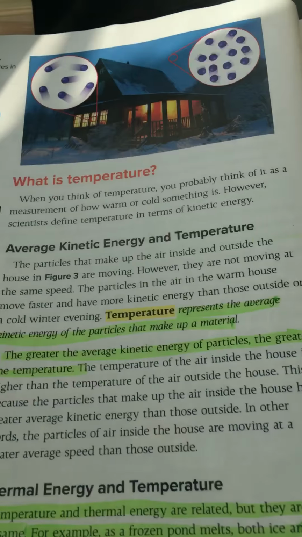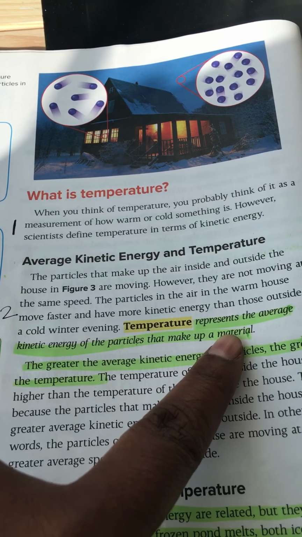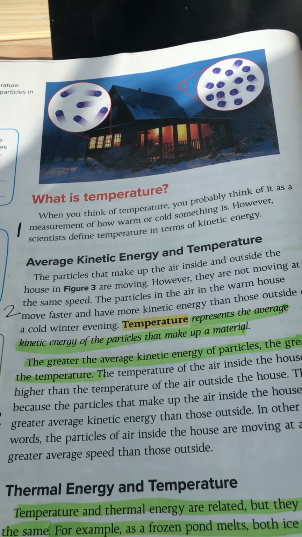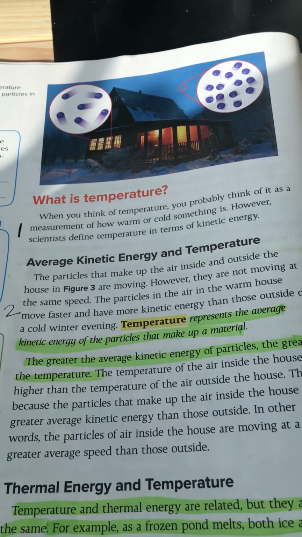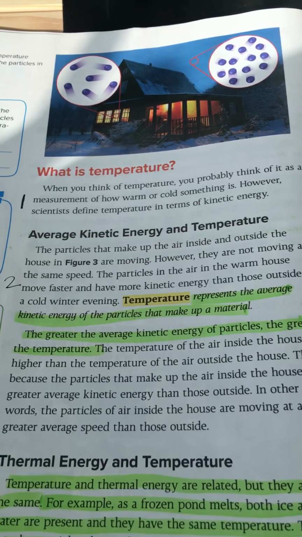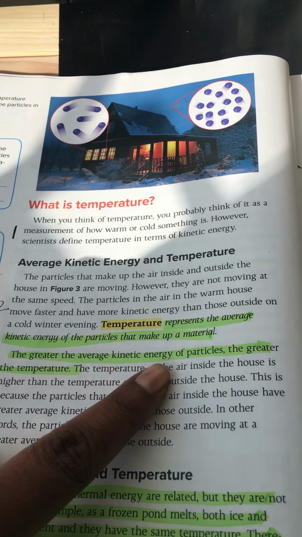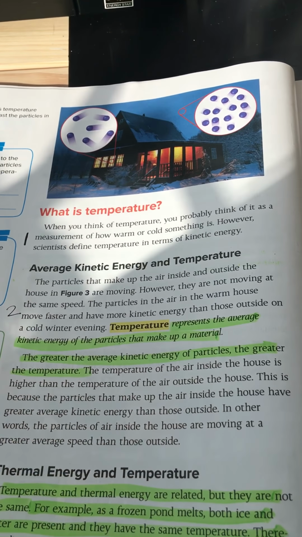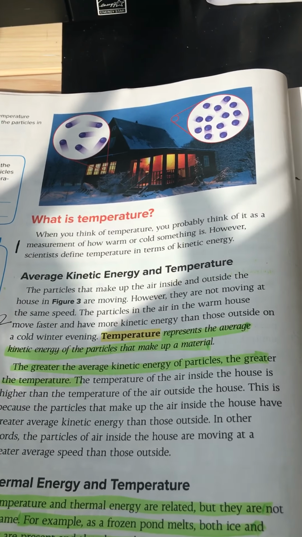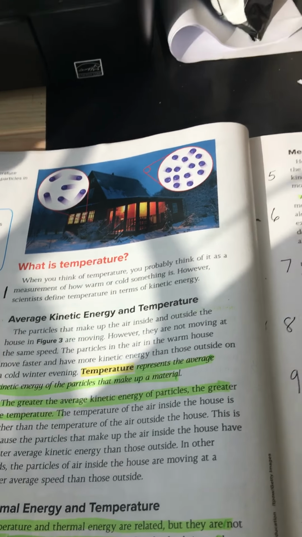So this is what temperature represents: the average kinetic energy of every particle that makes up the material. So we're looking at every particle in the material. We're going to add up how fast it's moving, and then divide by how many particles are in the material. The greater the average kinetic energy of the particles, the greater the temperature. And the opposite is true. The lower the average kinetic energy, the lower the temperature is going to be.